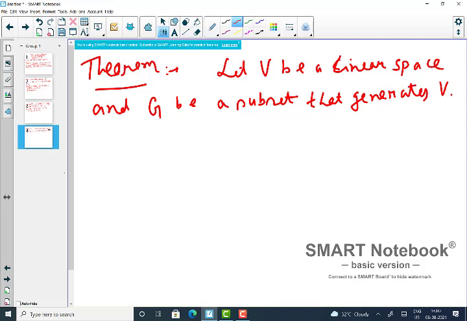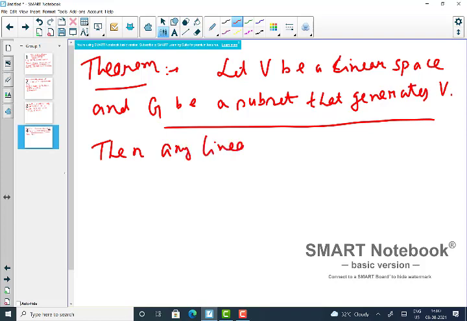Okay, so before that, let me give you one obvious thing, before the main theorem. If G is a generating set, you can start with a linearly independent subset of G. Then any maximum linear subset. So this is already proved.